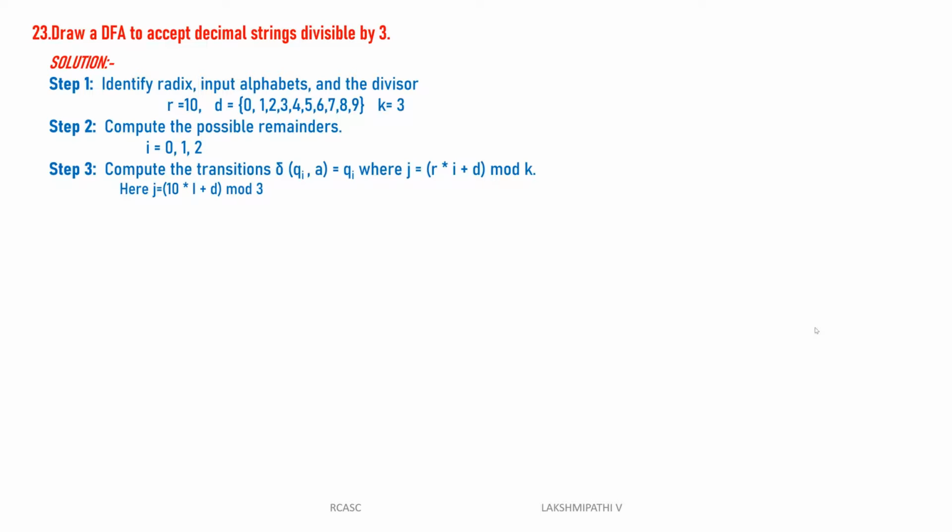How do we decide which number system to use for a problem? The question itself clearly mentions it. The question says: draw a DFA to accept the decimal string divisible by k.